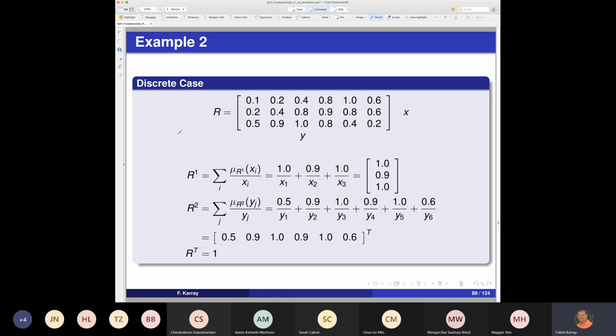For the discrete case, we haven't seen yet a representation of a relation, but let me explain it to you. In the discrete case, you have x, which is given over this universe of discourse: this is x1, this is x2, this is x3. Remember that in the discrete case, when we represent the values of x, we have x1, x2, x3.